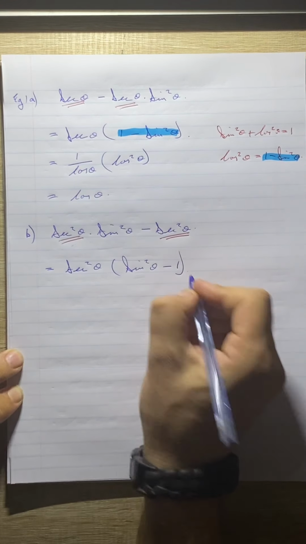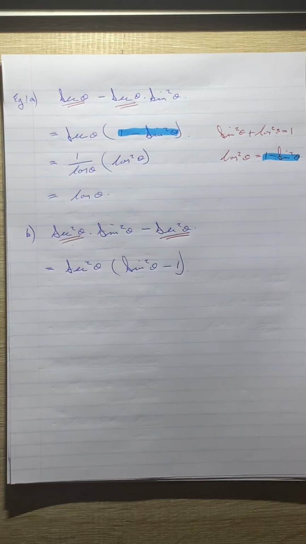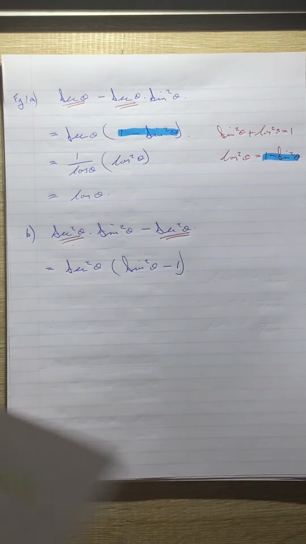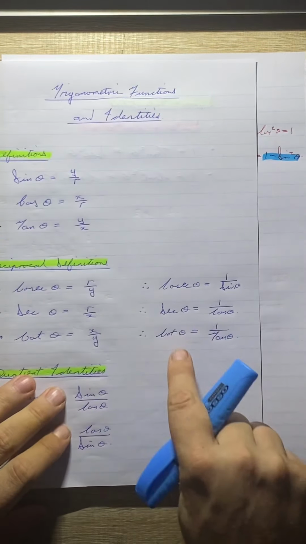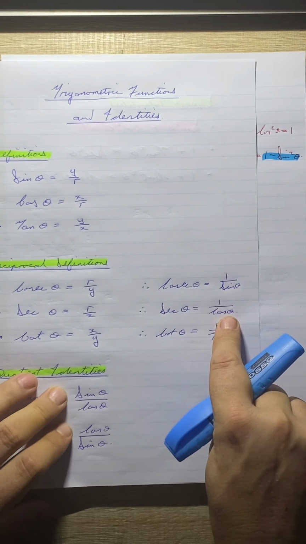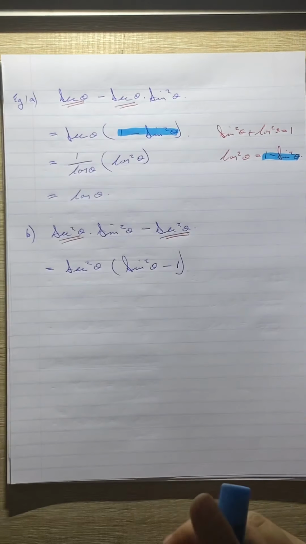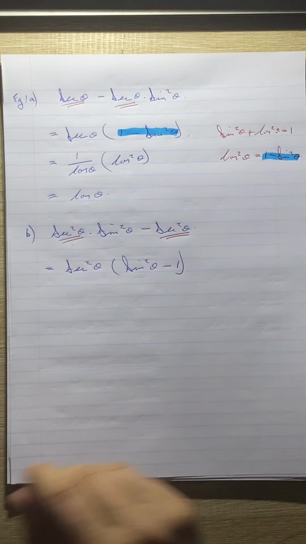minus 1. Okay, the sec squared, as you can see from over here, I am now going to change the sec squared to 1 over cos squared. Okay, like I said, I just want to bring this to your attention.